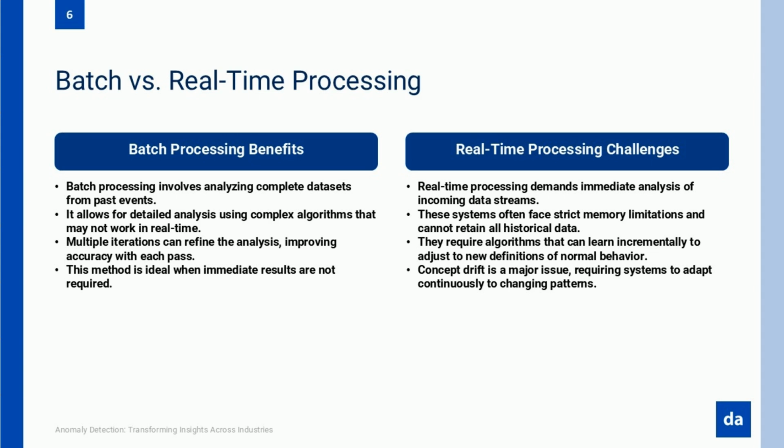This feedback loop between batch and real-time components represents perhaps the most powerful architectural pattern in modern anomaly detection. Batch processes leverage their computational advantages to discover complex patterns, while real-time components apply these insights to immediate detection challenges. The result is a system that continuously improves while maintaining rapid response capabilities.